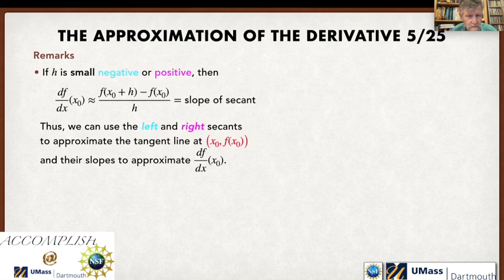Thus, we see if h is small, negative, or positive, then on the one hand, this difference quotient represents the slope of the secant, and on the other hand, if h is small enough, it's also a good approximation for the derivative at x0. Thus, we can use the left and right secants to approximate the tangent line at x0, f of x0, and their slopes can be used to approximate the derivative at x0.